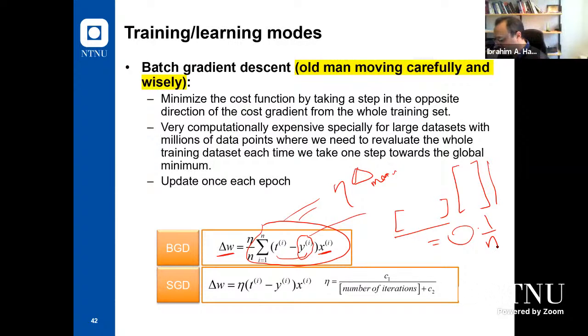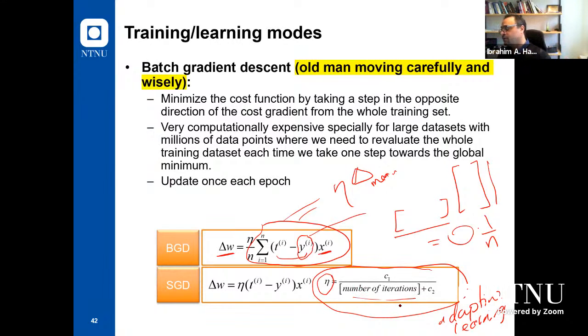In a stochastic gradient, it's eta multiplied by, for each example, t minus y multiplied by x. And in a stochastic gradient, it's recommended to use this way for selecting an adaptive learning rate. Adaptive learning rate means we select eta as a function of the number of iterations. We start with a large value, and after that we reduce it when we are close to this saddle point.